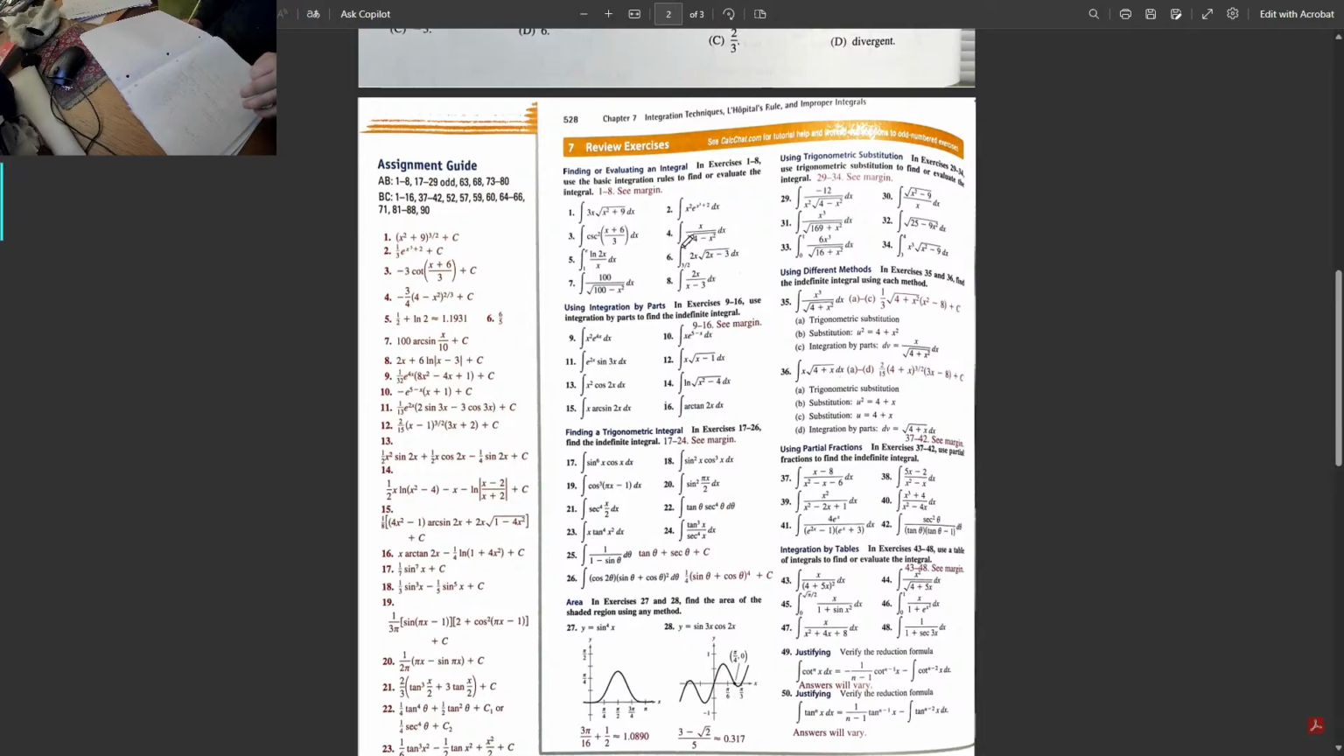Alright, x squared minus x minus 6. So we're multiplying to negative 6, adding to negative 1. So that should be negative 3, positive 2.